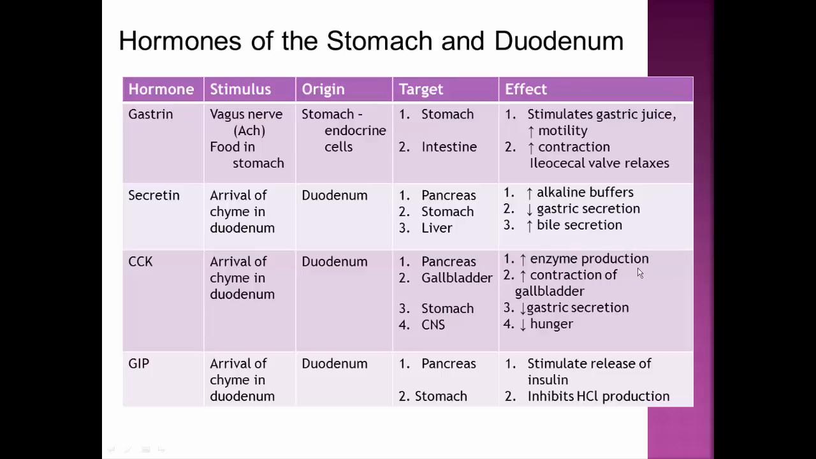CCK gets the pancreas to increase enzyme production to help digest the food in the small intestine. Gets the gallbladder to contract to actually increase the amount of bile being secreted into the intestine. It gets the stomach again to slow down, and it gets the central nervous system to think it's not hungry anymore. This is the one I want to use to decrease appetite and maybe I'd lose some weight. GIP gets the pancreas to release insulin in anticipation of all that sugar we're going to absorb into the blood and deal with that, and the stomach again to inhibit the stomach production.